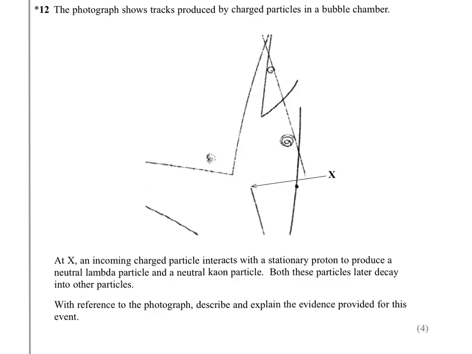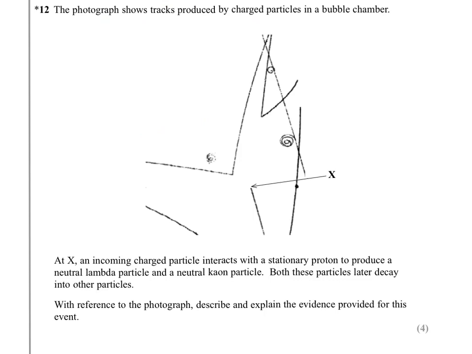Question 12. The photograph shows tracks produced by charged particles in a bubble chamber. At X, an incoming charged particle interacts with the stationary proton to produce a neutral lambda particle and a neutral kaon particle. Both of these particles later decay into other particles. With reference to the photograph, describe and explain the evidence provided for this event.